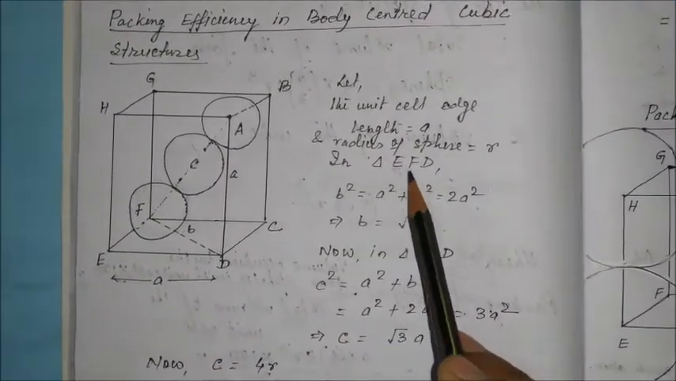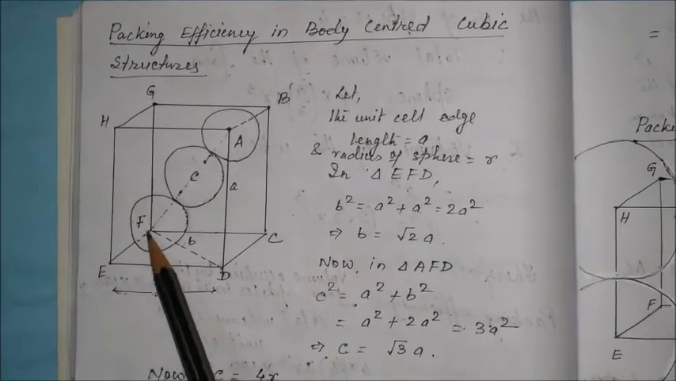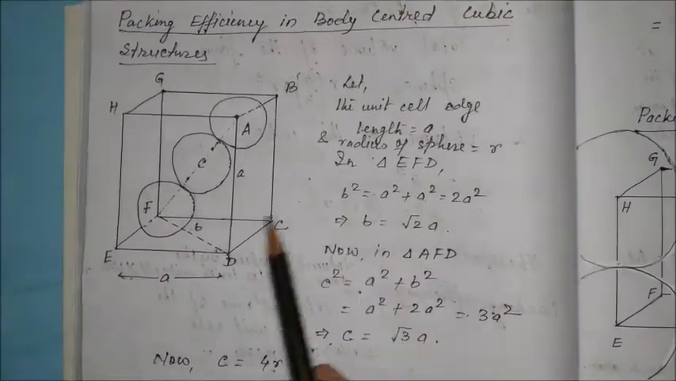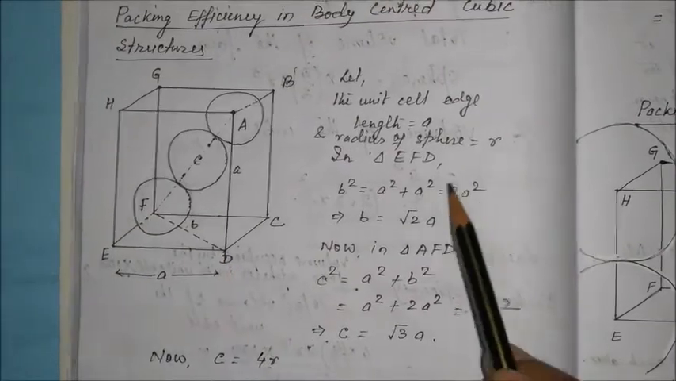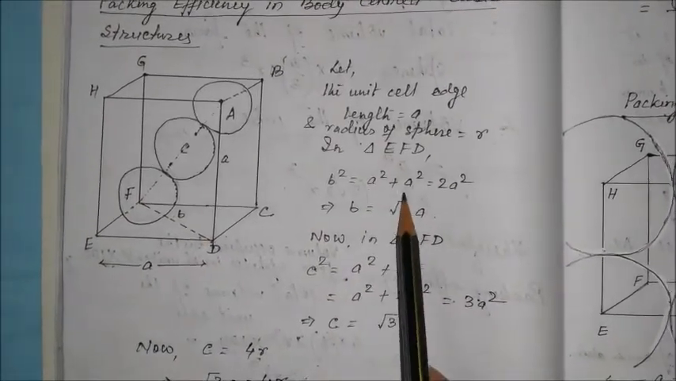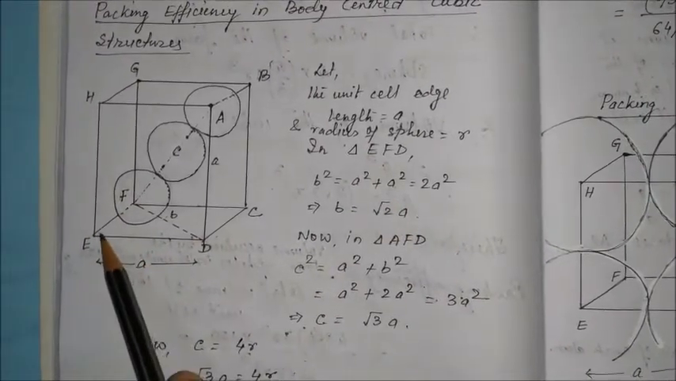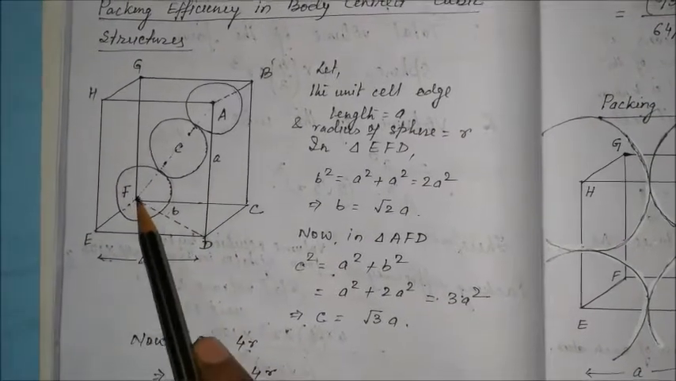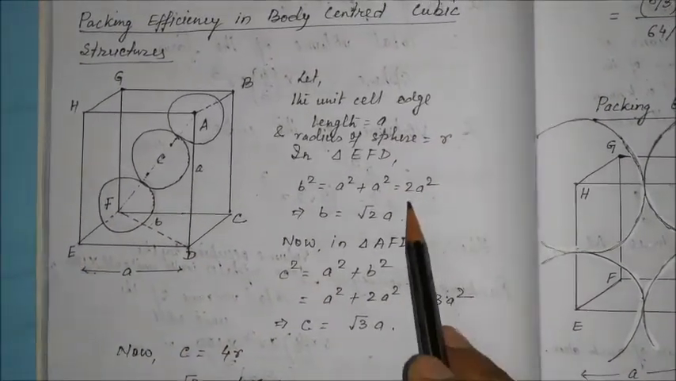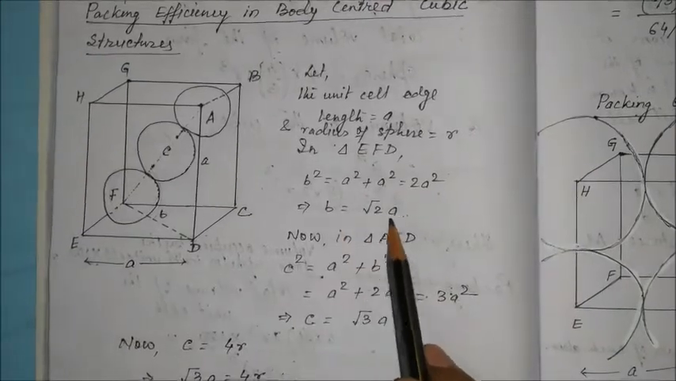Suppose these are the spheres and radius of each sphere is small r. Now in triangle EFD, b square, the diagonal, is equal to a square plus a square, then it comes to be 2a square, therefore b is equal to root 2 a.